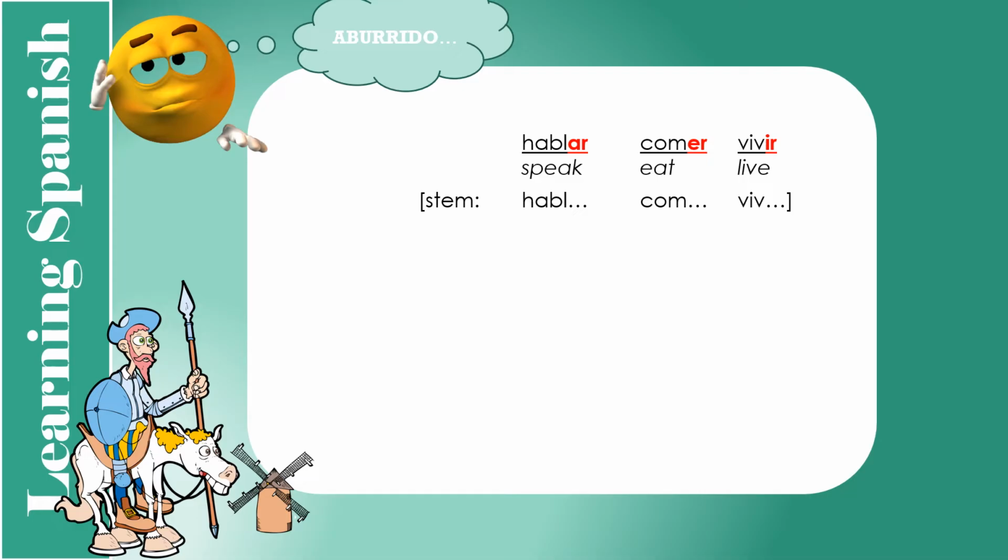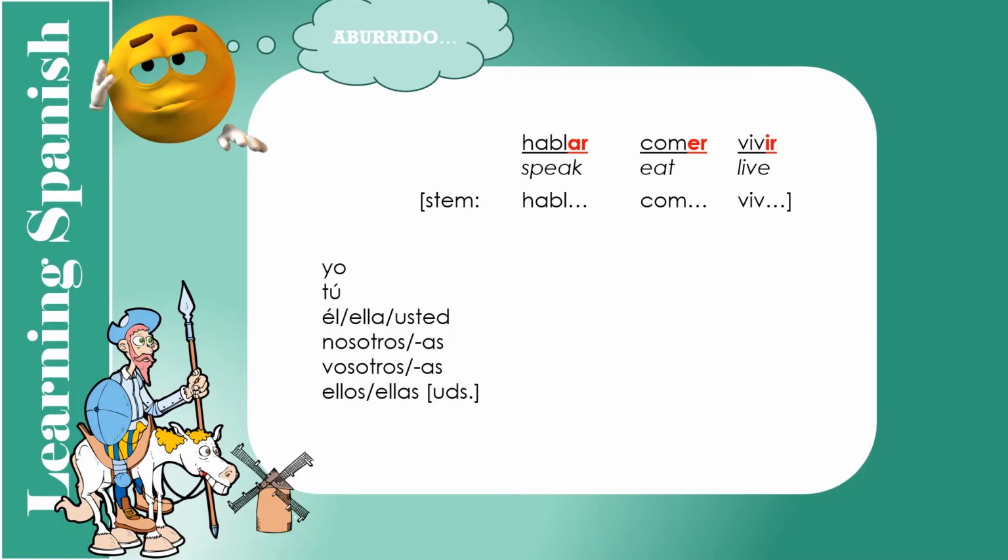Now let's have a look how to conjugate these regular verbs. First, the pronouns. Yo, tú, él, ella, usted. Nosotros, vosotros, ellos, and ellas. I, you, he and she, the formal you. We, you, and they. Now in Spanish, you conjugate verbs by changing the ending.